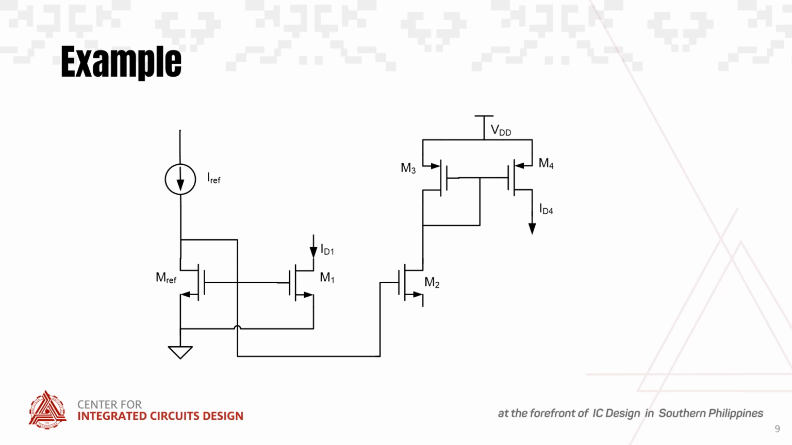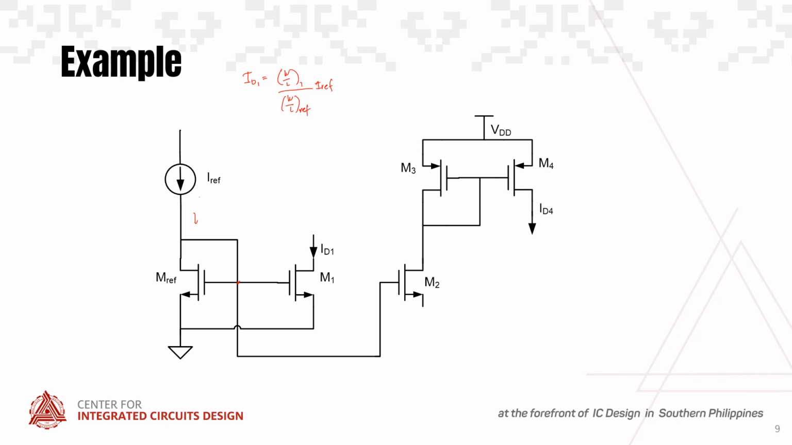Okay, let's take a look at an example. We have here our IREF flowing through this branch, and this MREF is diode connected with M1, so we can say that ID1 is equal to (W/L)1 over (W/L) ref times IREF.